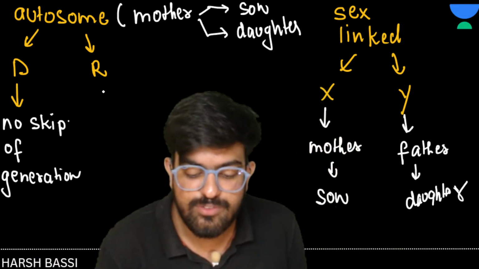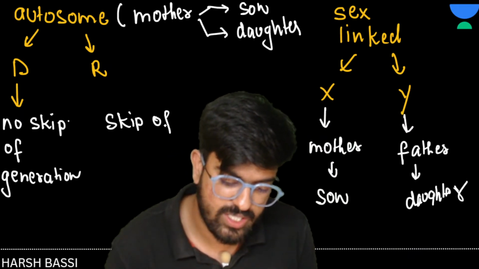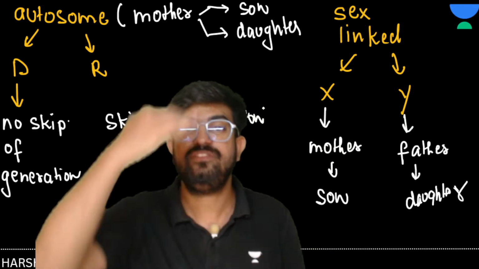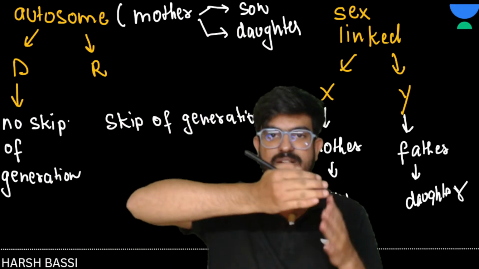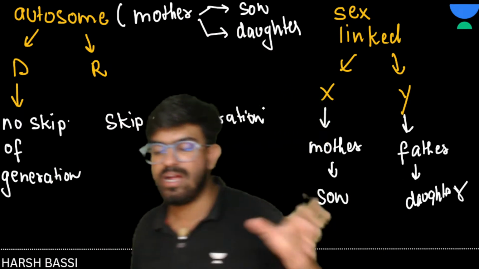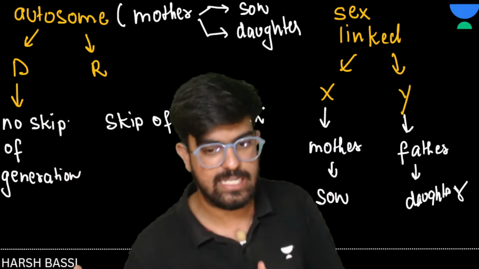Now for the recessive, what will happen? Skipping of generation. Okay. How, sir? See here. Grandfather was having the disease, father is not having, then son is having. Okay. So just have a look over this. We have autosome and we have sex linked.